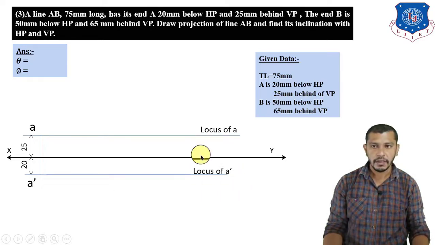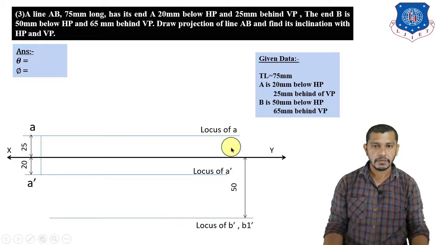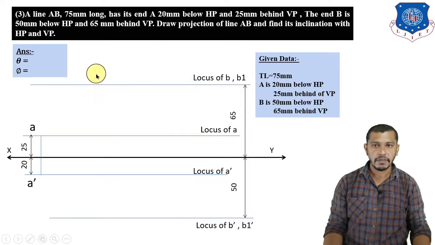After drawing the plan and elevation of point A, now we have to draw the locus of point B. Right now we don't mark B dash and B directly because we don't have end projectors. So we can draw only the locus of B dash and B. So B is 50 mm below the XY reference line. So from the XY reference line, below the XY reference line, we will get the locus of B dash, and 65 mm behind. Behind that is plan. So we will get the locus of the plan of point B 65 mm above the XY reference line. So this will be locus of B dash and B.